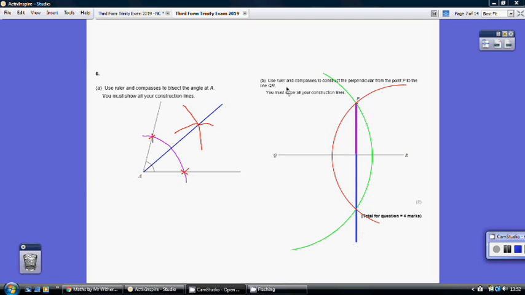Now our final answer asks us to use ruler and compass to construct the perpendicular from P to the line QR. So really our final answer is just that bit there in purple, which is a perpendicular line from P to the line QR. So it is exactly at 90 degrees going from P, hitting the line QR.